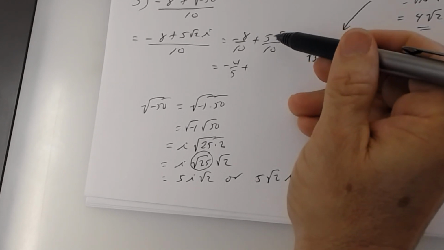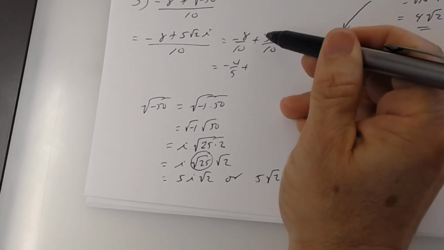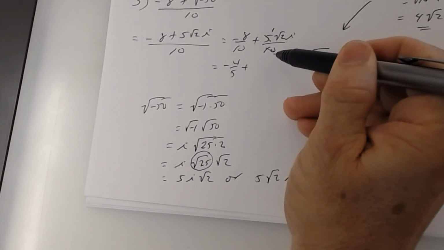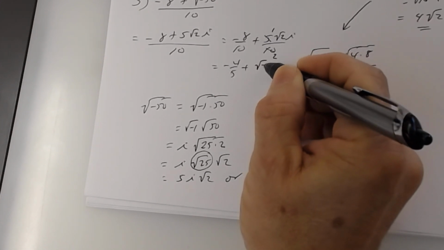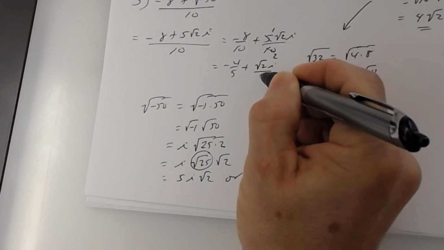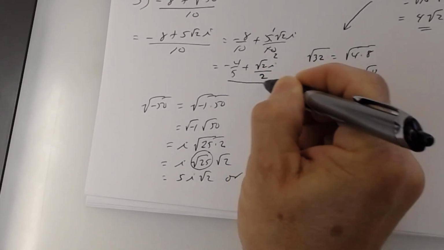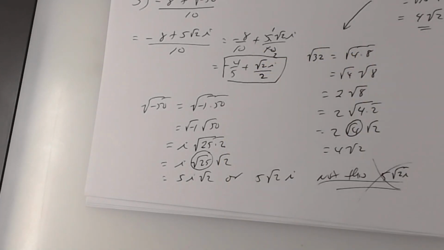But I can reduce the 5 and the 10. So 5 and 5 is 1, 5 and 10 is 2. So what's the answer? Square root of 2i over 2. All right, so that's what you get there.